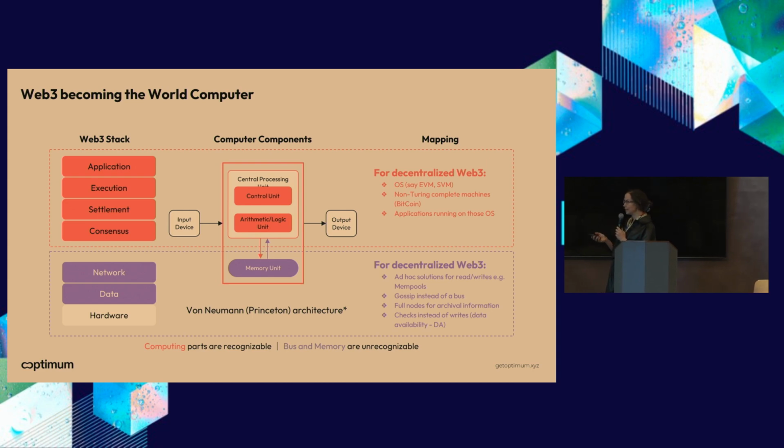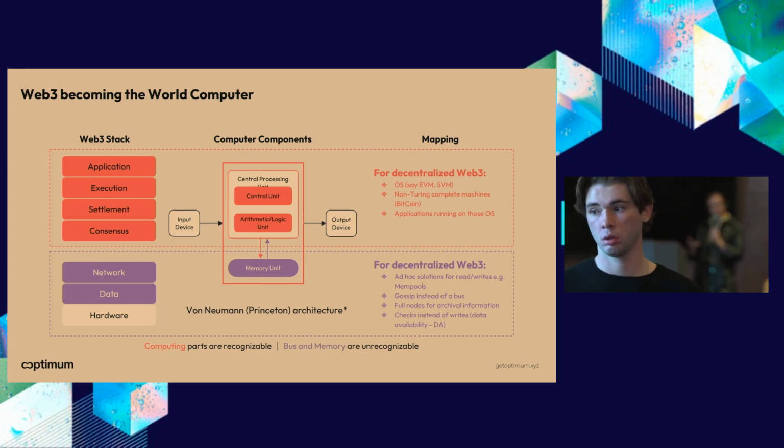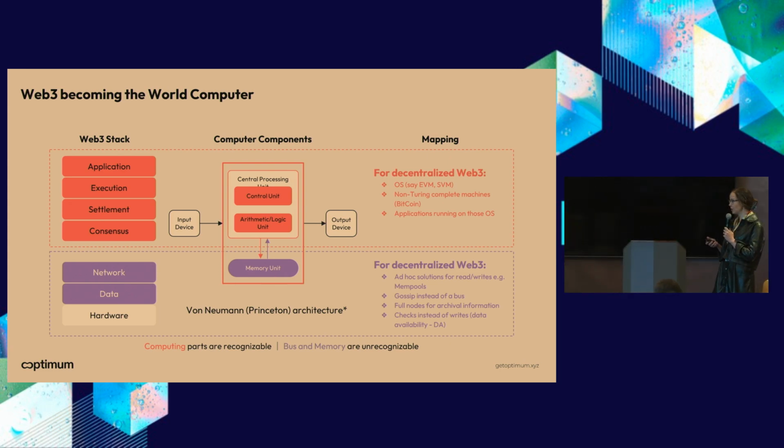Now, if you look at the top part, that's kind of like the top part of the web stack, it kind of looks pretty reasonable. So if you look at what we have in Web3, and you look at what we would learn in a computer architecture class, it all jives. You have an operating system, maybe EVM, SVM. You might have some that are non-Turing complete. You can't program everything you want, but you can program what you need. And then you have a variety of applications running on those OSs. Okay. So far, so good.